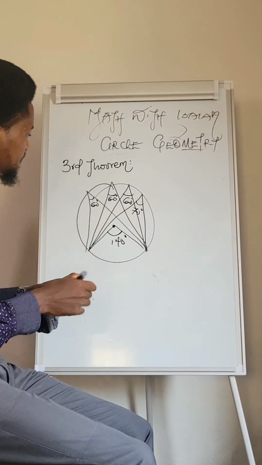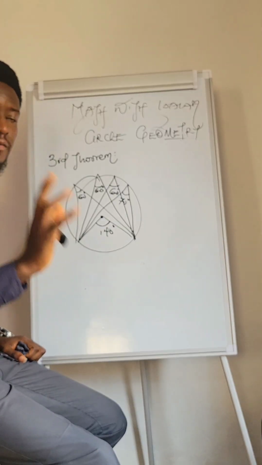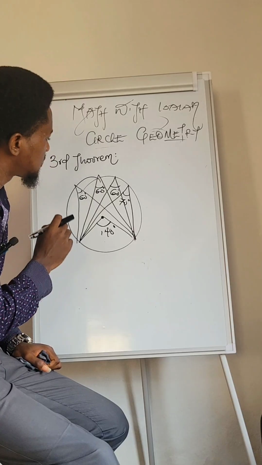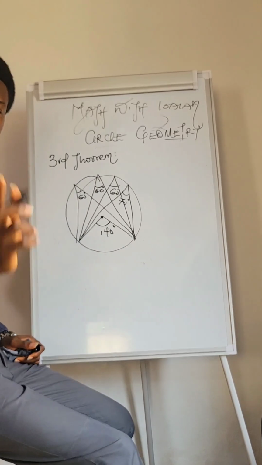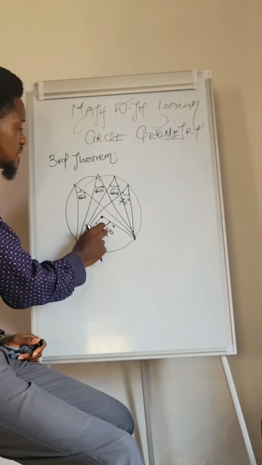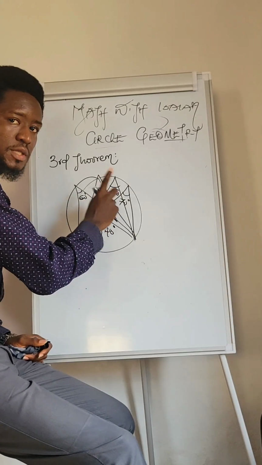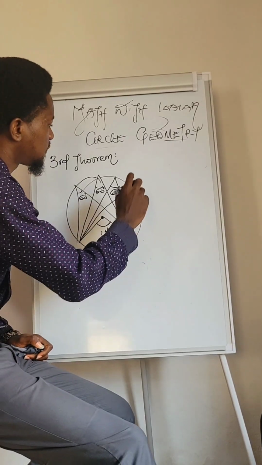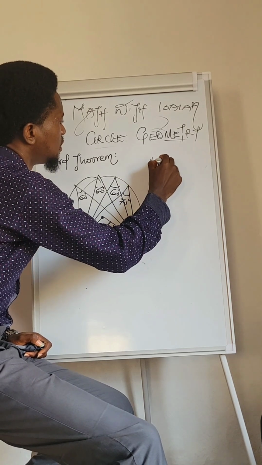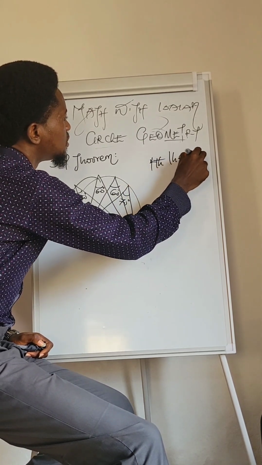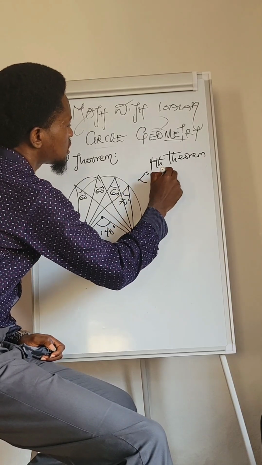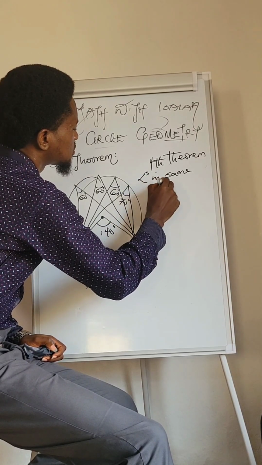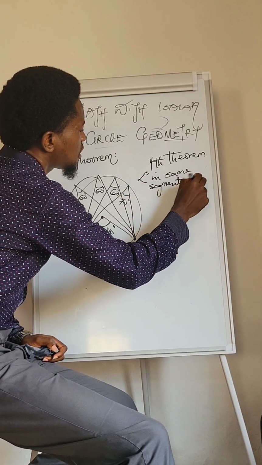So that's it. For the 4th theorem, I'm not going to cancel all of this because they're quite related. Like I said, this states that angle at center is 2 times the angle it subtends at any point of circumference. Now the 4th theorem states that angles in same segment are equal.